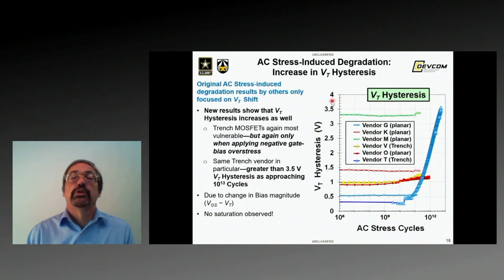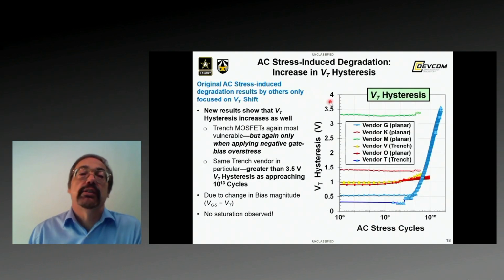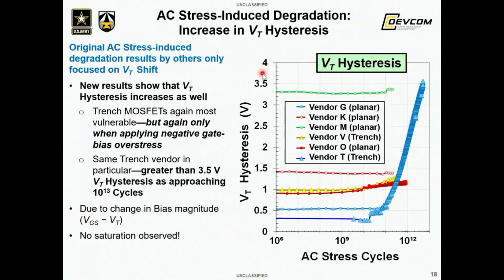So now here I'm going to show VT hysteresis and how that changes with the VT shift due to the AC stress degradation. So again, the trench MOSFETs are the most vulnerable, but only when applying a negative gate bias overstress, and in particular only in what we're calling the vendor T trench devices. But we see greater than a 3.5 volt increase in VT hysteresis, because the original pre-stress VT hysteresis was down around 1/4 of a volt or so.